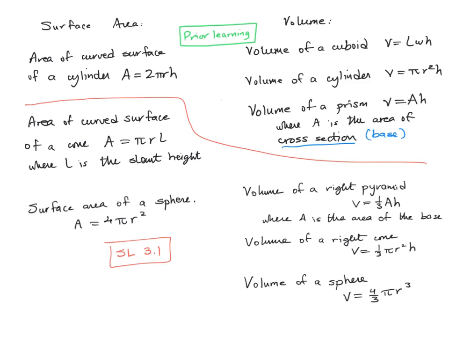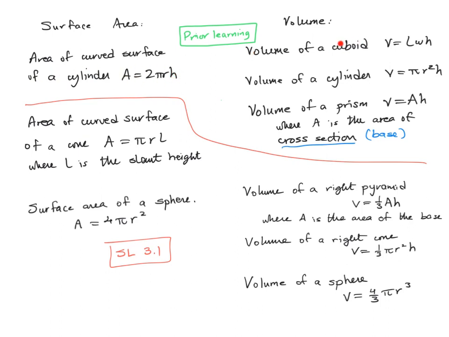All right, so let's talk a little about surface area and volume. There's basically a lot of formulas you need to know. Many of them are on the formula sheet, the IB formula sheet. They're in 2 places, unfortunately. One of those places is in the prior learning, which is toward the front of the formula booklet. They talk about the area of the curved surface of a cylinder, which is A equals 2 pi r h.